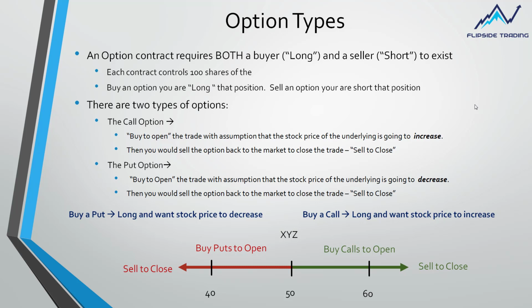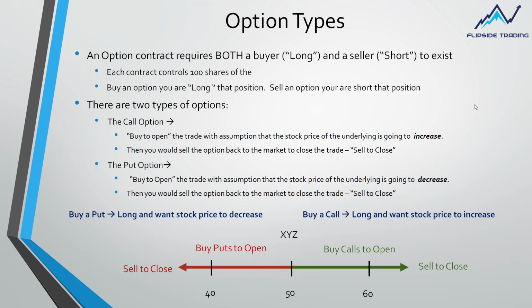So now, if we want to be bullish, pop quiz: are we going to buy a call or buy a put? That's right, we're going to buy a call. We're going to buy a call to open that trade. We're going to assume that the underlying instrument is going to increase in price, and then we'll sell that option back with the inverse. So if we bought it to open, we're going to sell it to close.